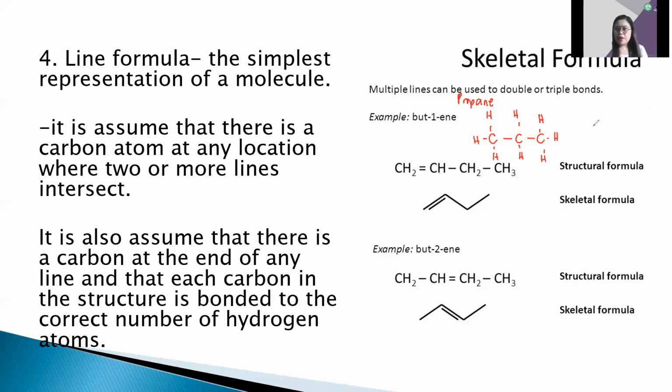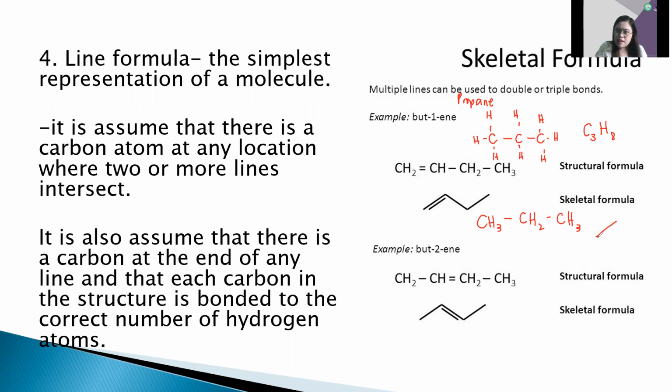But for the molecular formula, this is C3H, 1, 2, 3, 4, 5, 6, 7, 8. And the condensed formula we wrote earlier: CH3, this is one group here, bonded to CH2, and then the last one will have the CH3. That's the condensed formula. But for the skeletal formula, we will be drawing lines here.